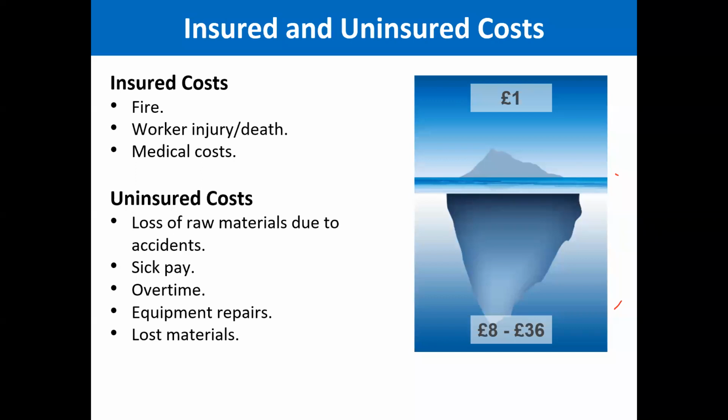That is also an insured cost. Then there are certain uninsured costs. What are the uninsured costs? Number one, the loss of raw material due to the accidents. Now, the loss of material cannot be insured. So you cannot insure it if, let's say, an oil tanker has an accident and the tanker breaks and all the oil spills. You cannot insure that spilled oil. There is no way to get your money back.